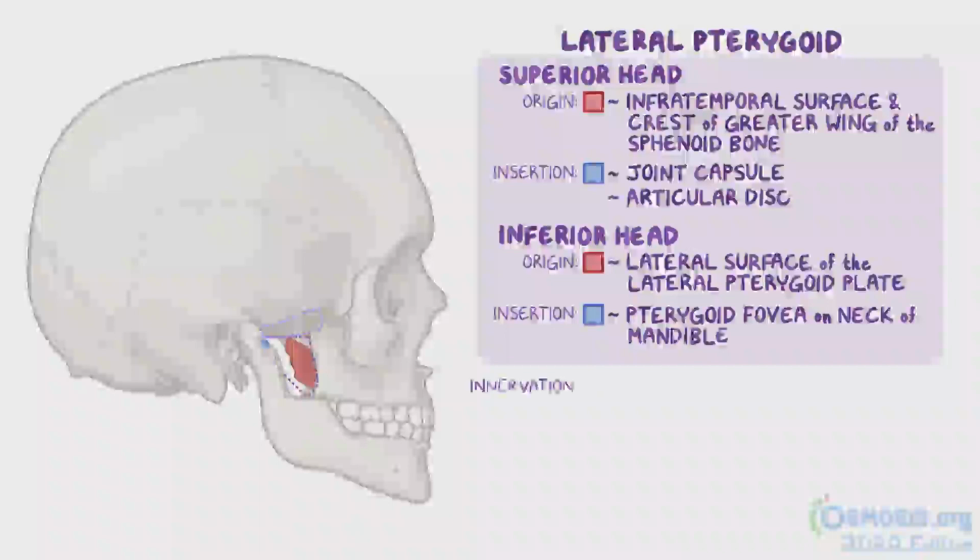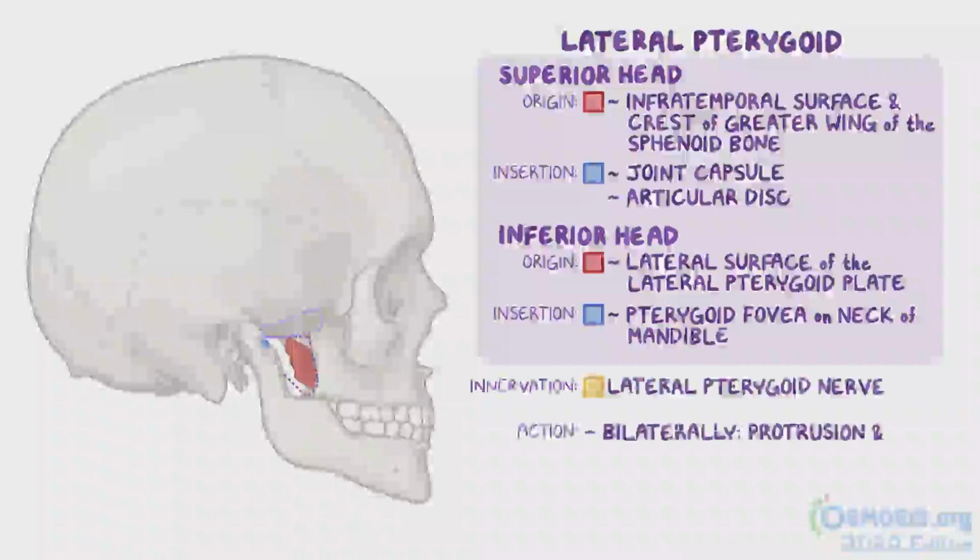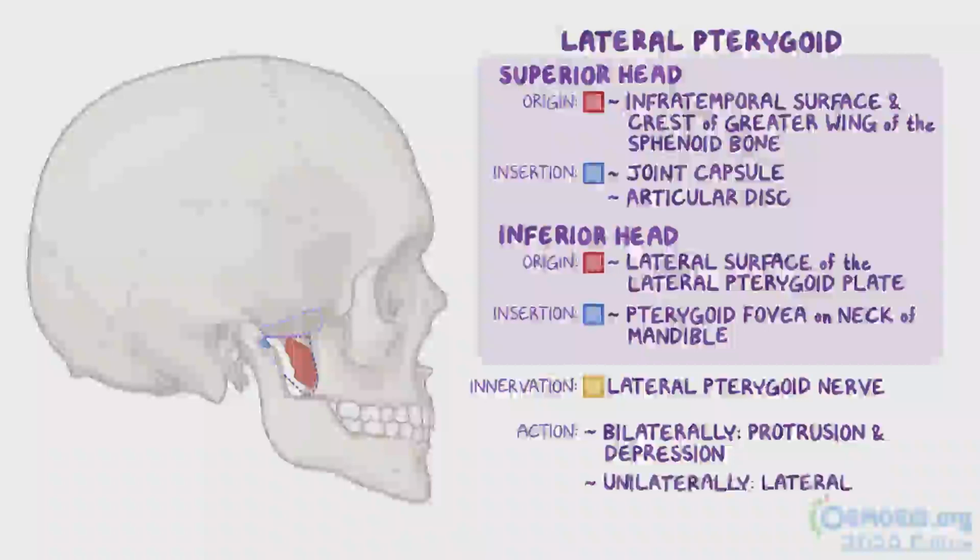This muscle is innervated by the lateral pterygoid nerve. Bilaterally, the lateral pterygoid muscle is involved in protrusion and depression of the mandible, while unilaterally it helps with lateral or side-to-side chewing movements. Let's take a quick break before we continue.